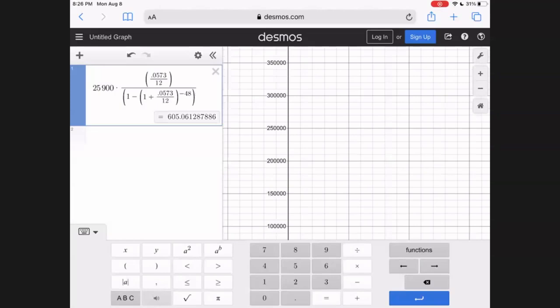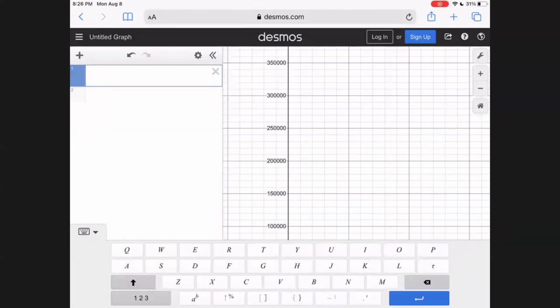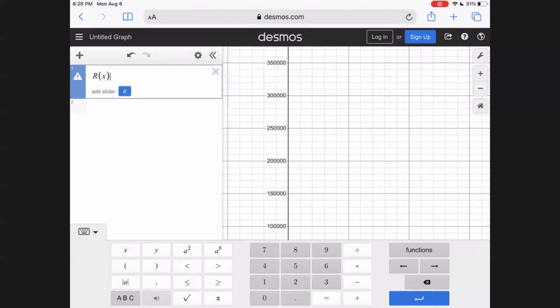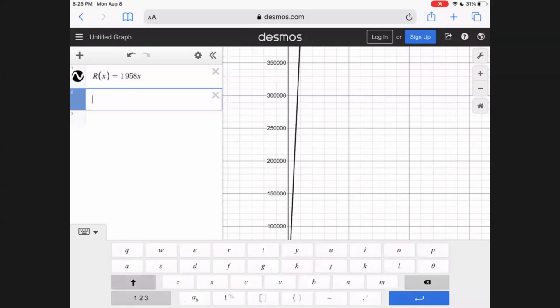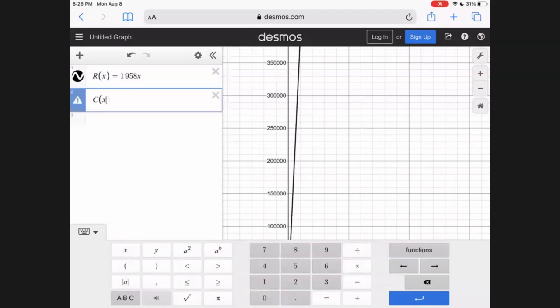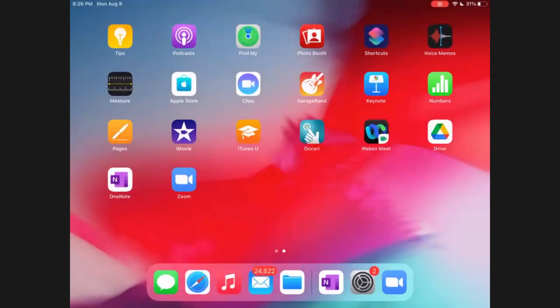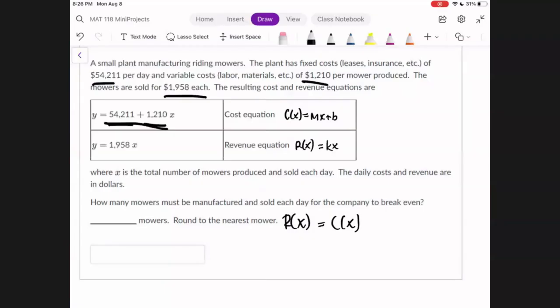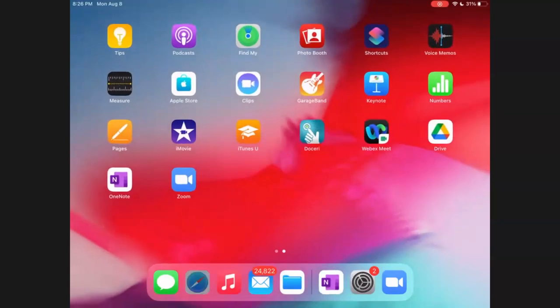So we have our R of X, which equals 1958X, and our C of X, which equals 5211 plus, oops, I typed it in wrong, 1210X. And I can double check real quick. Yep, okay. So when do these two intersect?